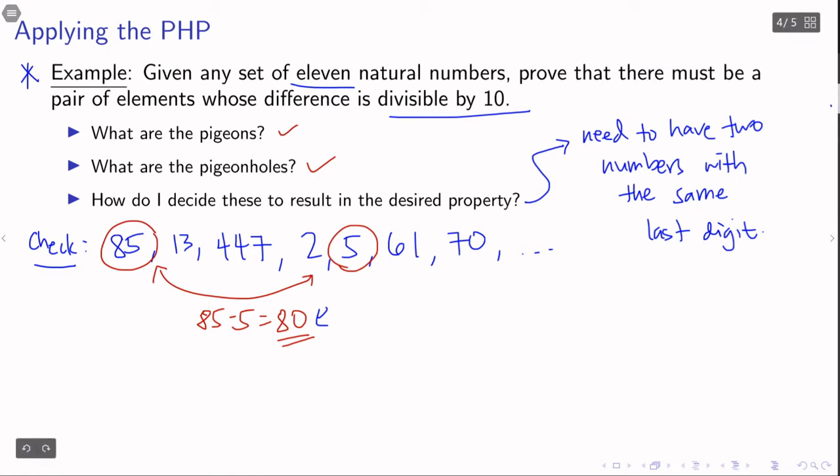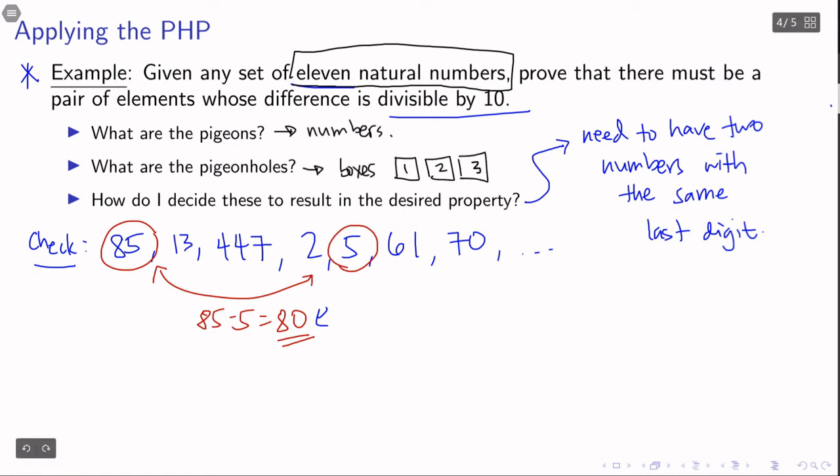But wait a minute. I have 11 natural numbers. How many possible last digits are there for any natural number? Well, there are 10 possibilities, 0 to 9. And that's my clue there, right? My pigeons are going to be the numbers themselves. And the pigeonholes are going to be boxes where the numbers are placed in the box corresponding to what its last digit is. All right, so let me write that down properly here.